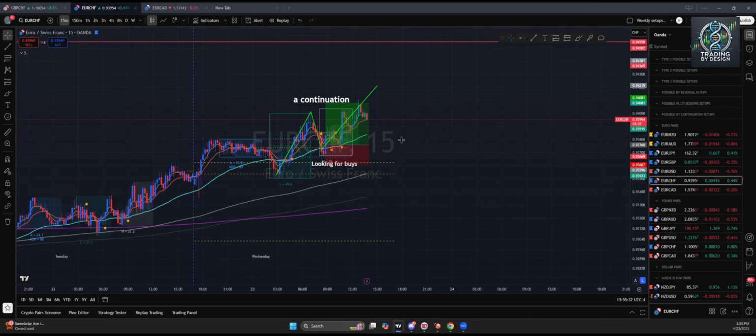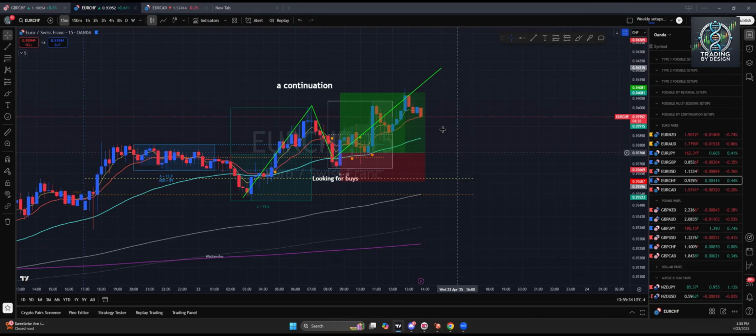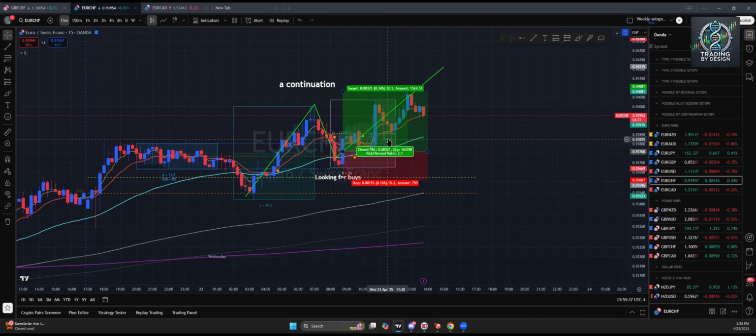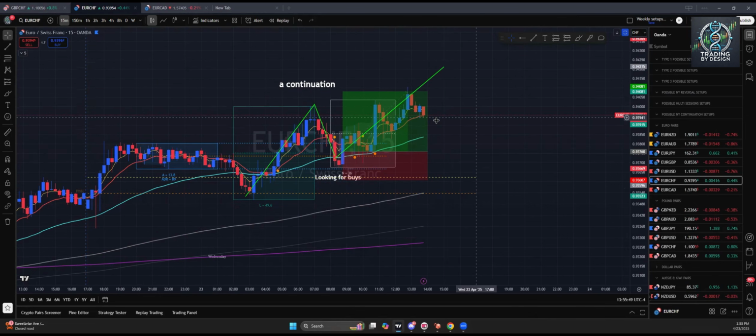Next one, we have the Euro Swiss. Euro Swiss created a continuation trade, meaning price went up in the London session, passing the Asian range, going back to the middle of the range, making this a continuation trade to go up.